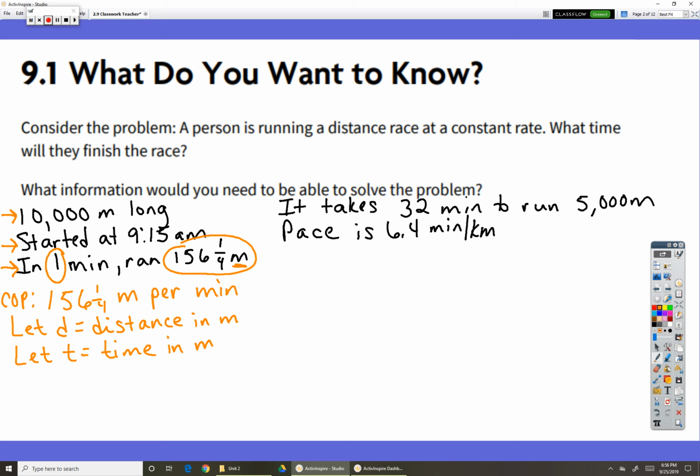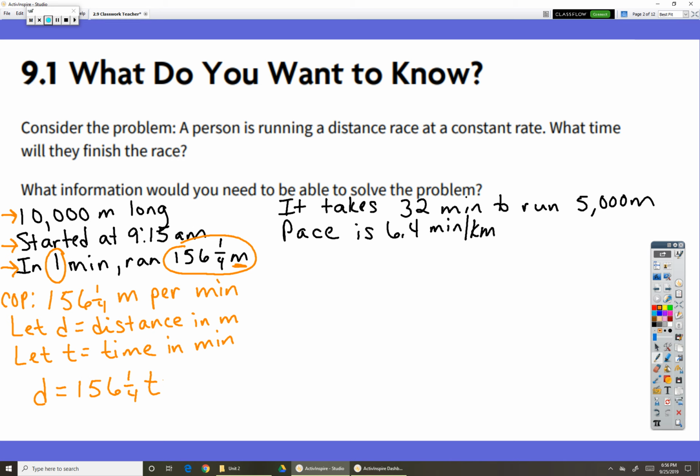And then I'm going to let T equal the time, and since I'm talking about minutes here, my unit is going to be minutes. So if the person runs 156¼ meters per minute, then I can multiply this times the number of minutes to find how far the person ran. So I can say the distance would equal 156¼ times the time. So now I have my equation.